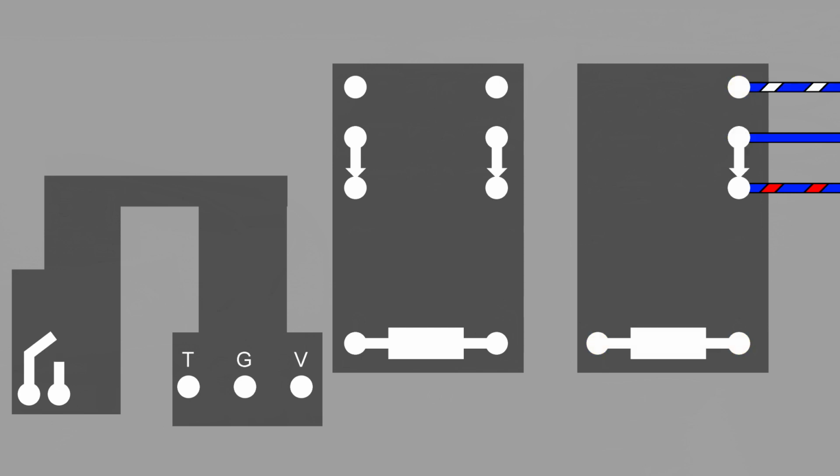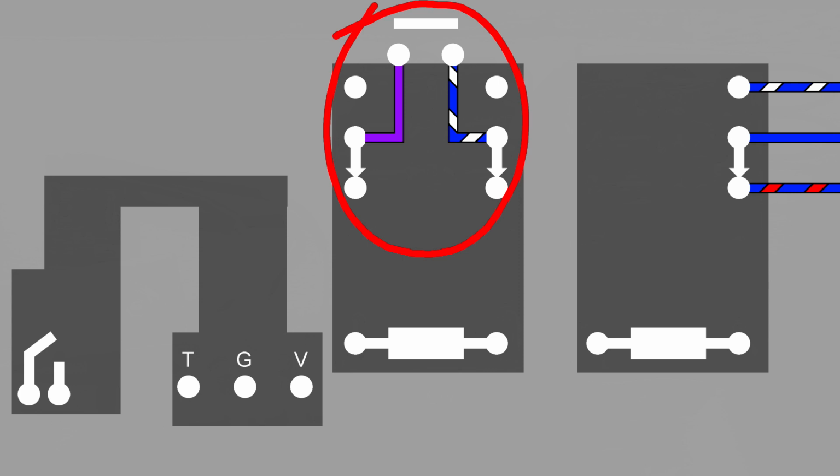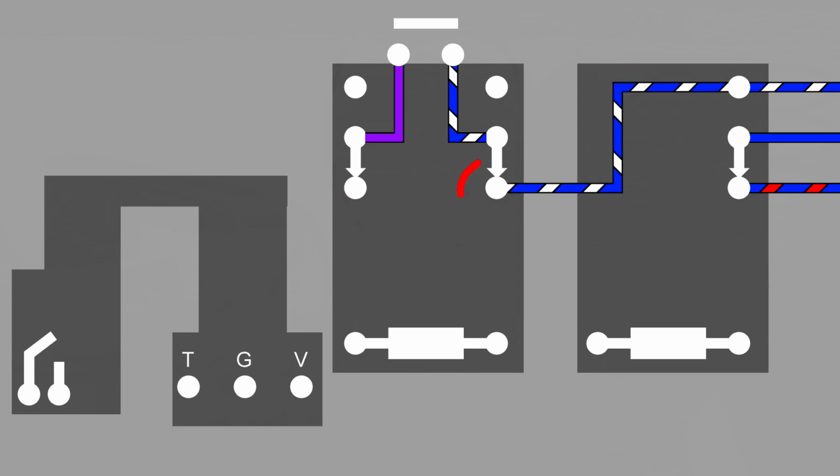Next, we'll add a push button to the left-hand relay. We'll extend the main beam wire to here, and we'll put a permanent 12 volts on here. Now, if we push the button, it connects the 12 volts to the main beams. So when the headlights are off, the button acts as a headlamp flasher.